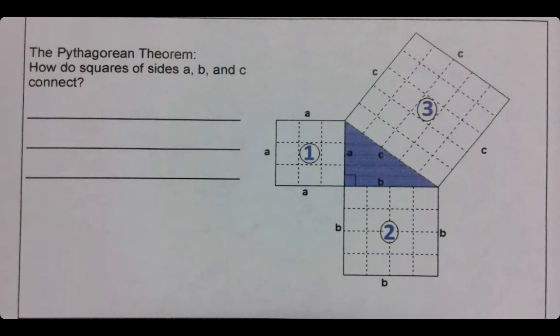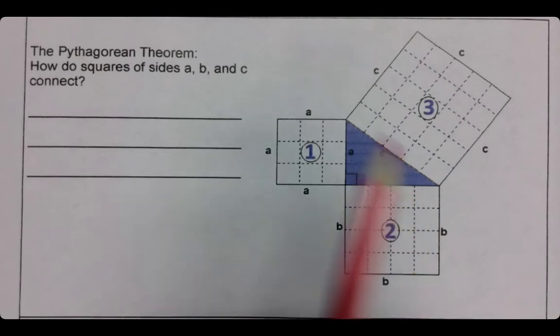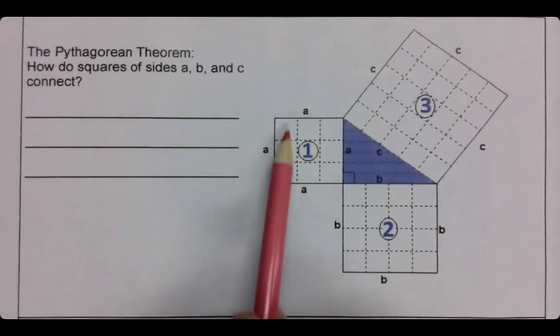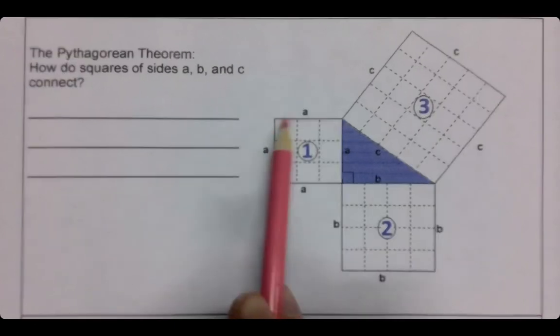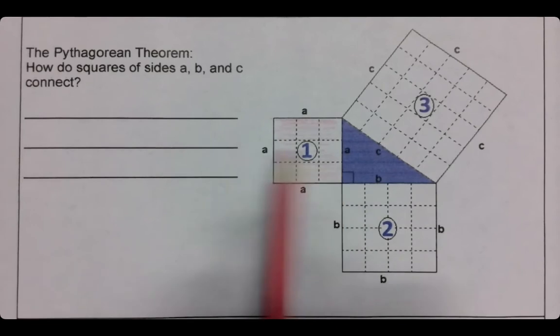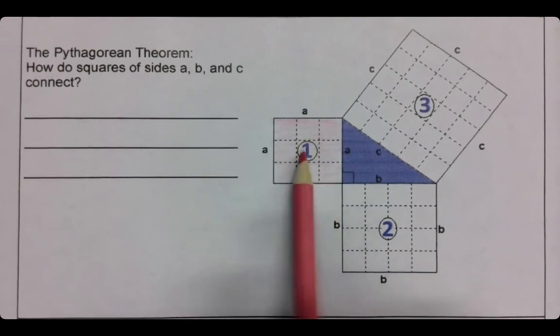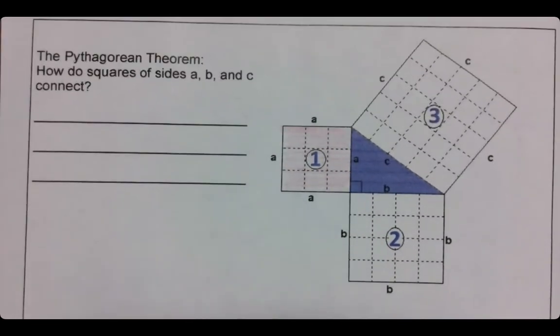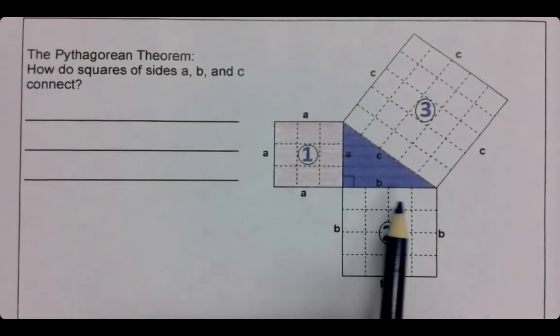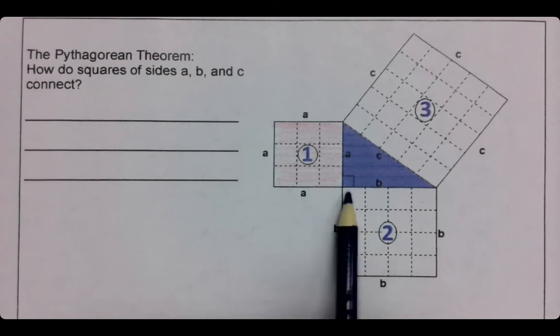It doesn't matter if it's a pencil and a pen, or two different colored pens, or a highlighter, or even if you only have a pencil, you could shade one darker and one lighter. Easy peasy. So this is the square of A, because A is a 3x3 square, and I'm going to shade that pink. Then I'm going to look at the square of B, which is a 4 by 4, and I'm going to shade that blue.